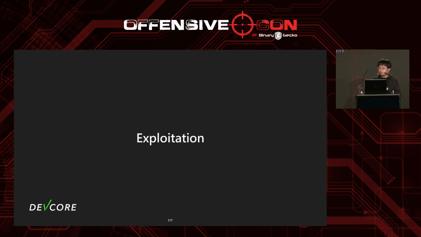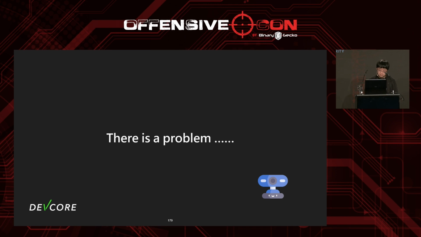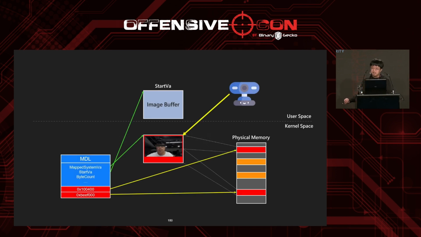The next step is to achieve EoP with the arbitrary physical memory write. At this point, the primitive is powerful enough, but where to write? Interestingly, when we tested on 24H2, we noticed that the physical page of NT was always at 0x1004000 in many environments. We tested it on Hyper-V and VMware. It might be different now, but it's still likely to be a fixed value. So does that mean we can just write directly to NT and take over the kernel? There's a problem. We cannot control the data coming from the webcam.